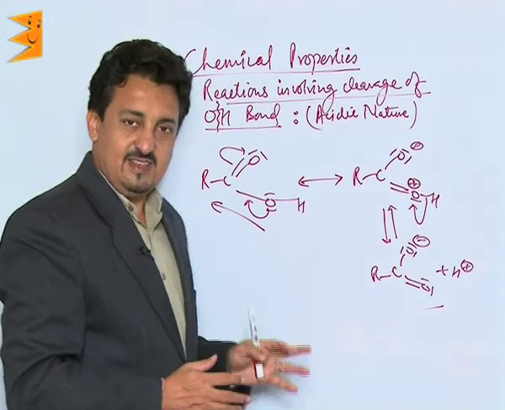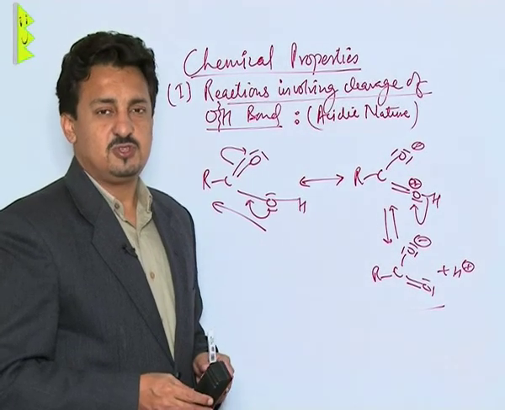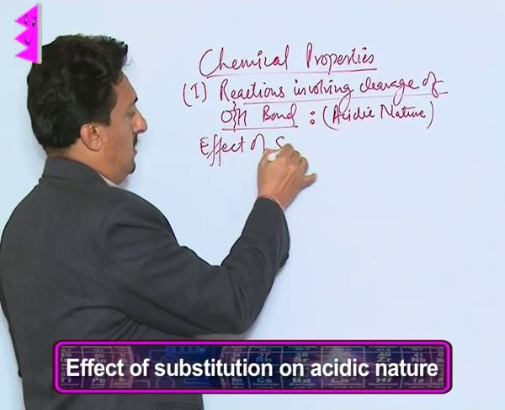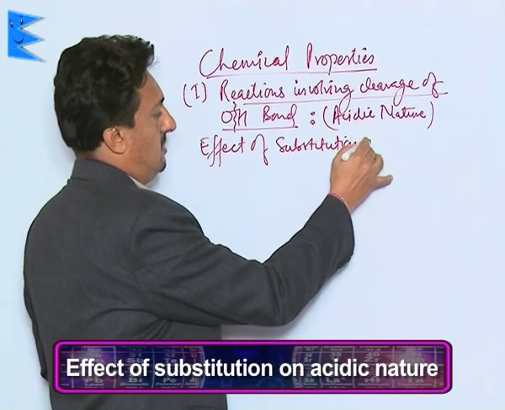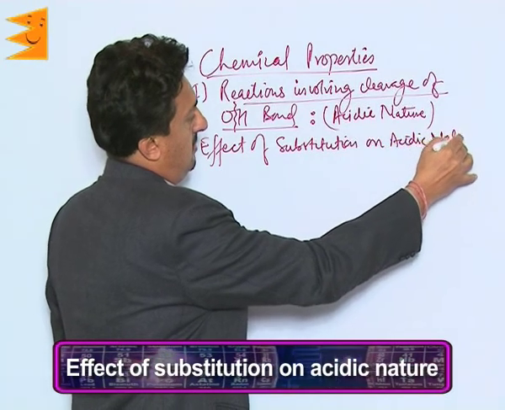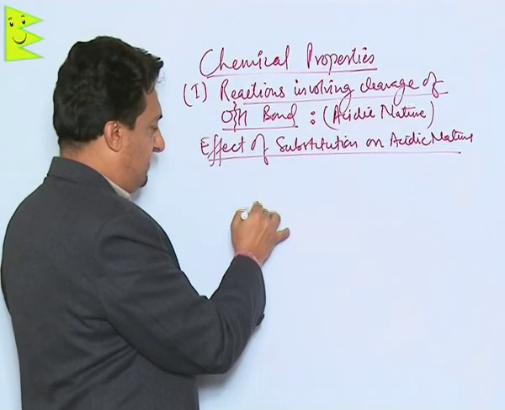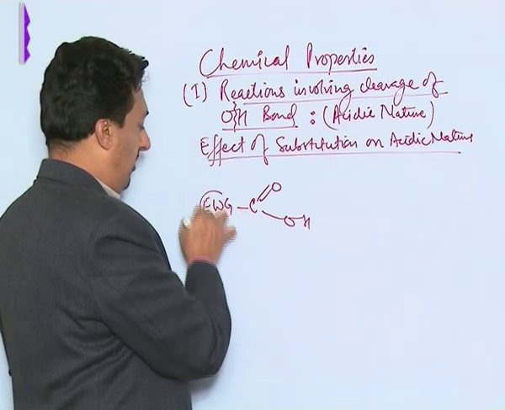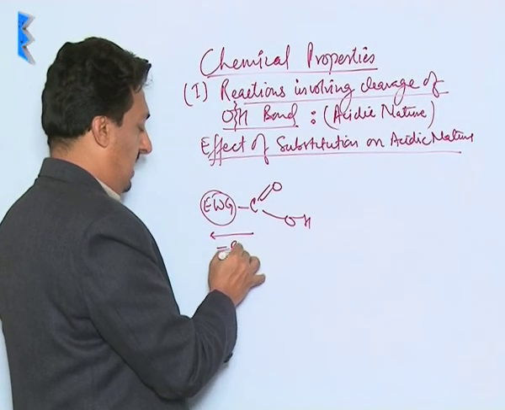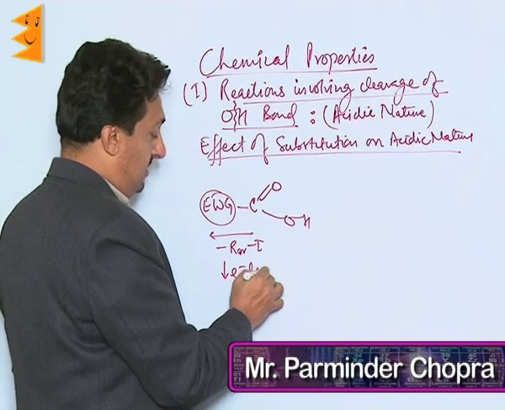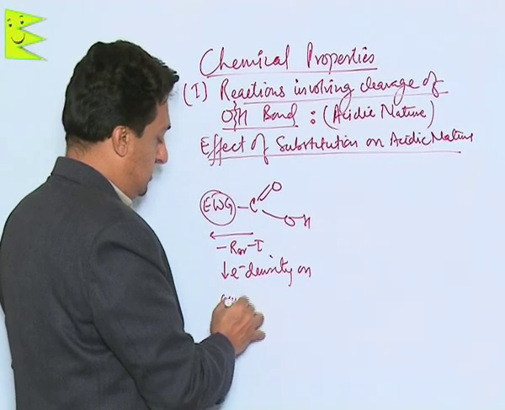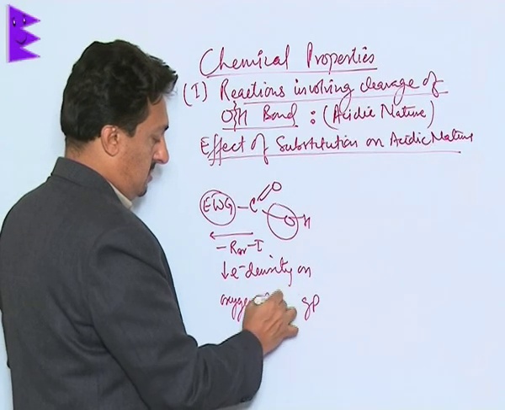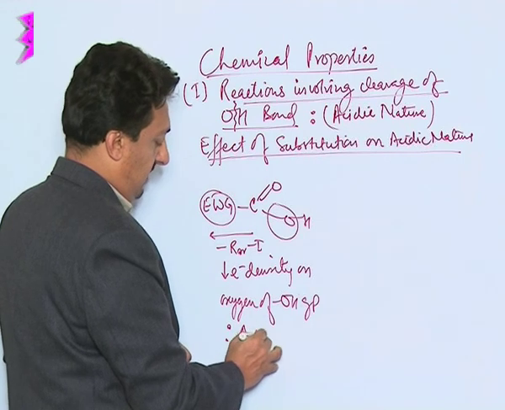Now, after understanding the reason for their acidic nature, let us understand the effect of substitutions on the acidic nature of carboxylic acids. See, it's very, very simple. We have this carboxylic group. Electron withdrawing groups, either by their minus R or minus I effect, decrease the electron density on the oxygen of the OH group. This oxygen I am talking about. Therefore, it increases the acidic nature.